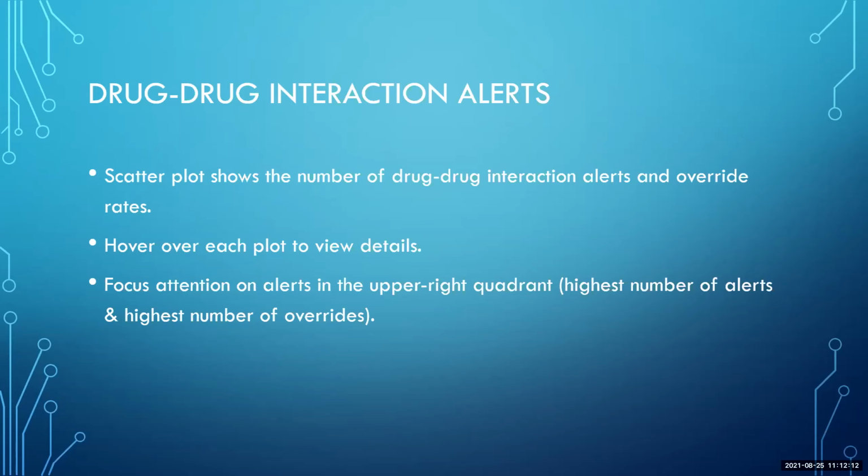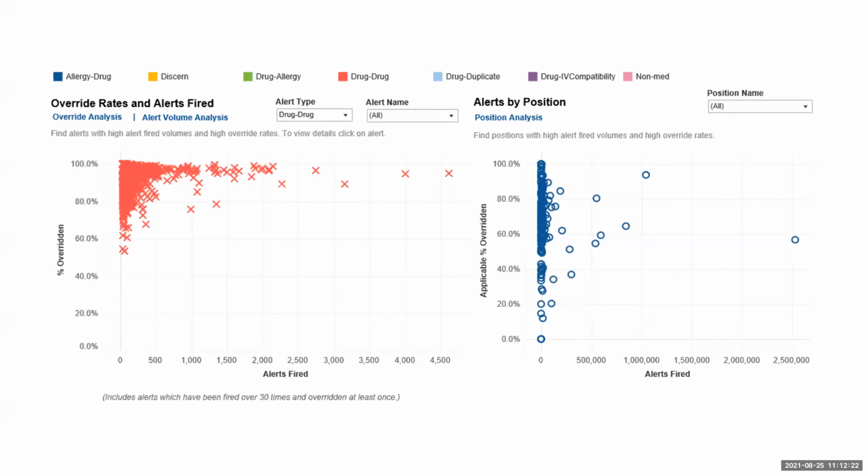You can hover over each one of the plots to view details, and you really want to focus your attention on the alerts in the upper right quadrant. That's going to be the highest number of alerts and the highest number of overrides.